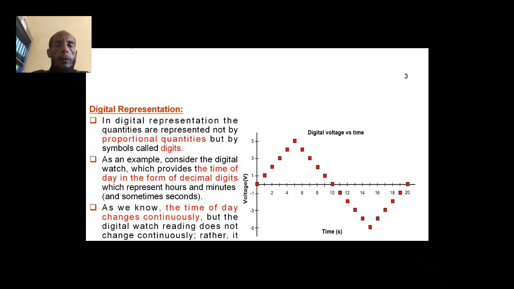In analog, we don't know where we are. Almost it is continuous values, but in digits, things are almost specified and the digits are represented as those values. It is called digital representation. This quantity is represented not only by proportional quantities, but simply by digits.